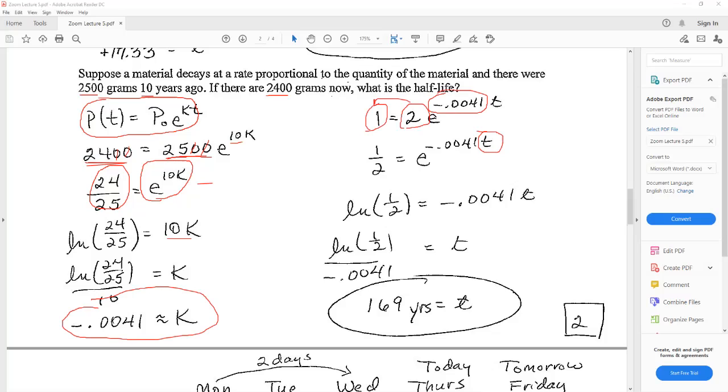We take the natural log on both sides. That leaves me the natural log of 1/2 is equal to negative 0.0041t. Then if I divide both sides by that negative 0.0041, and I put this in the calculator, I realize that the half-life is 169 years. So it would take 169 years for this initial amount of 2,500 grams to reduce itself down to 1/2 of that value.